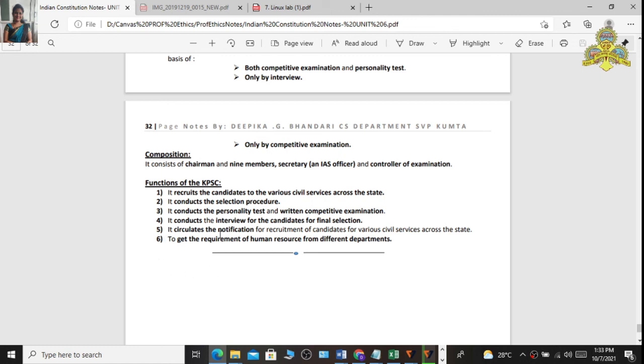And it circulates the notifications for recruitment of the candidates. It also circulates different notifications to get the requirement of human resource from different departments. These are the different functions given to KPSC.